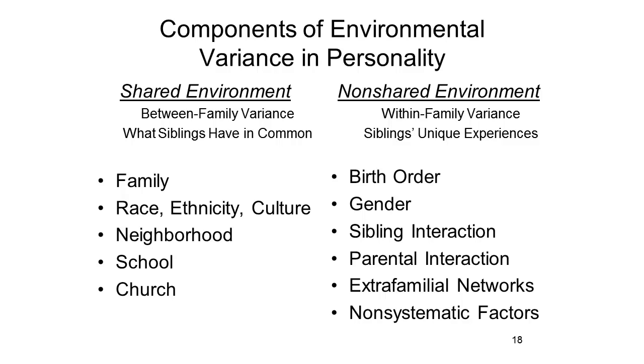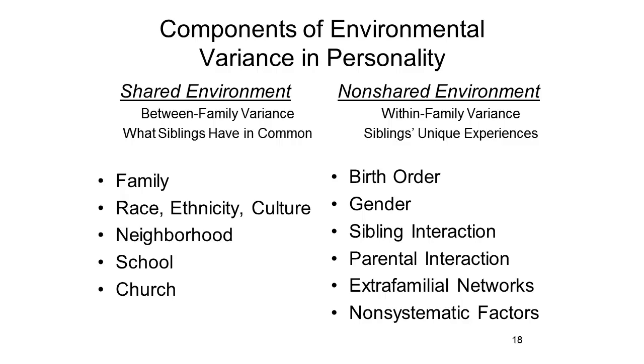The non-shared environment, also known as within-family variance, includes all the factors that differentiate among children raised in the same family. Even within a family, children can differ in terms of such factors as gender, whether they're boys or girls, or birth order, whether they're the firstborn or latter-born. Children may have different interactions with their parents and develop different networks of friends and acquaintances beyond the family.